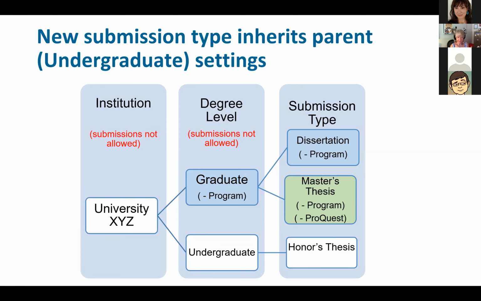Moving along, let's say we add in an undergraduate program. And in the undergraduate program, we've established the honors thesis submission type. And you'll notice that whatever the default is in the university level, it's been carried through to the undergraduate degree level, which has also been carried through to the honors thesis. So here you see multiple workflows have been set up for dissertations and master's theses that are going through the graduate program or the graduate degree. And you see honors thesis, basically no changes from the top level, going through the undergraduate degree.